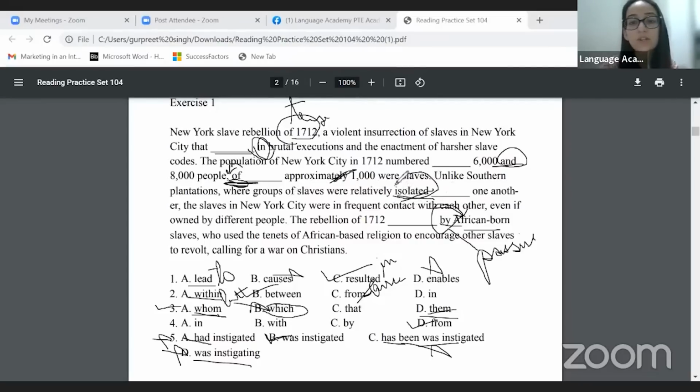The word "isolated" always comes with "isolated from." Otherwise, "from one another" is also a combination of words. The last one was a passive statement, and passive statements don't go with "had" plus "ed" or "ing" form. The C option is wrong English in itself. So the only option we are left with is "was instigated," which makes sense also, that African-born slaves instigated the rebellion. So the doer is given after the blank. So we have to go with "was" plus third form.